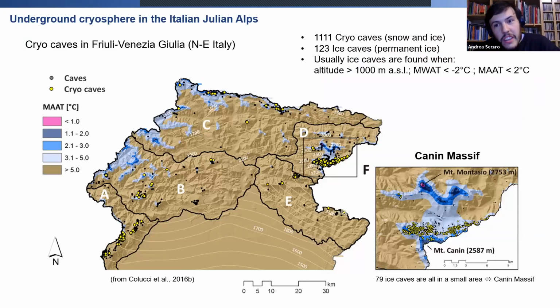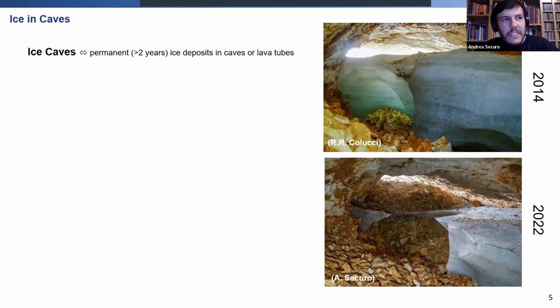Sorry, I forgot to say that usually caves with ice inside are at an altitude of more than 1,000 meters, with a mean winter air temperature below -2 degrees and a mean annual air temperature below 2 degrees Celsius. So when I talk about ice in caves, I'm talking about permanent ice deposits in caves, so ice that is at least 2 years old inside caves.